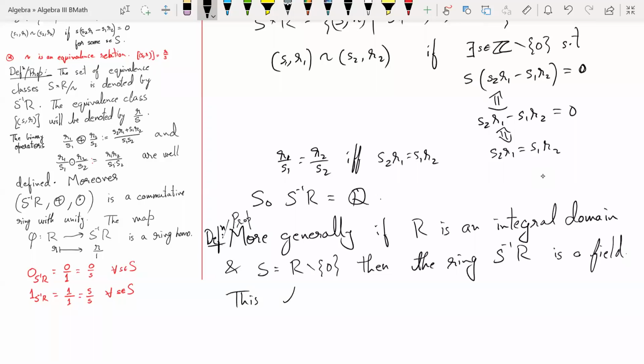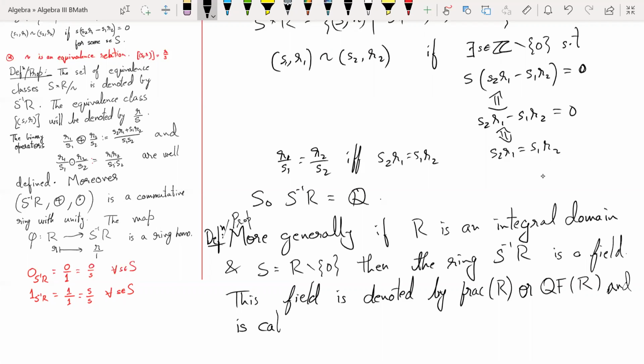This field is denoted by, so there are many notations, frac R. When I was learning commutative algebra, basic algebra, it was denoted by the quotient field. This has become out of fashion, but I still use it. More commonly it is denoted by frac R, but I may use this one. It is called the field of fractions.